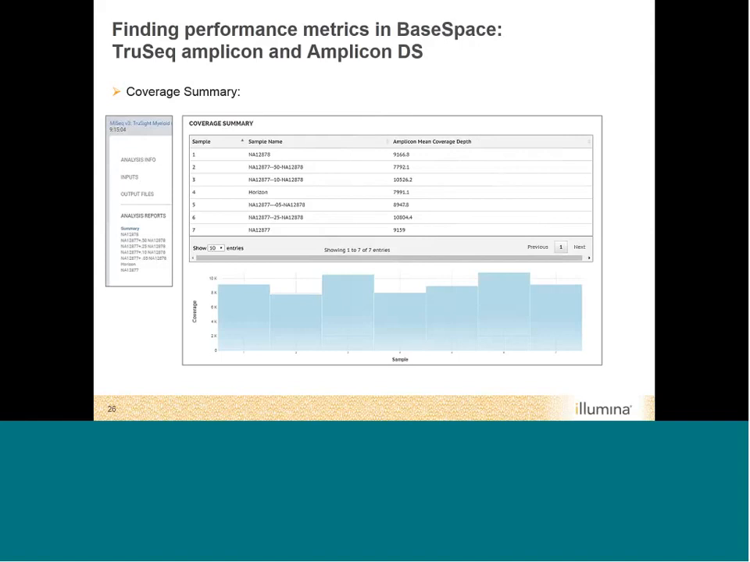So let's start with BaseSpace, specifically the TruSeq Amplicon and Amplicon DS modules. They are very similar, so I'm showing them here together. And the first thing I want to draw your attention to is the coverage summary. You'll see on the left-hand side here that where we are in BaseSpace, we are under the analysis reports in the summary section. And here you can see the coverage summary, so the amplicon mean coverage depth for each of the samples in this project.